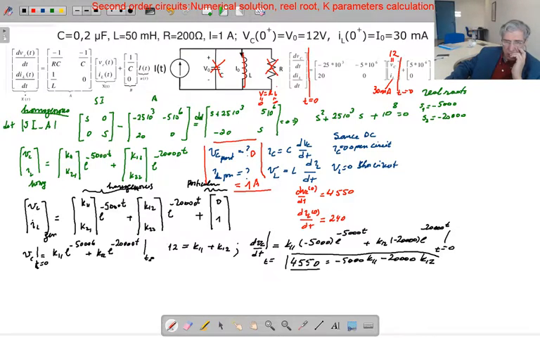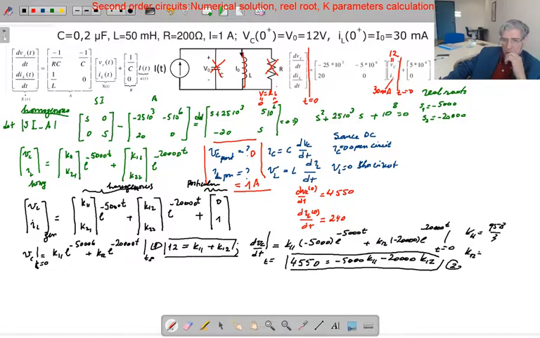That is the first one, and that's the second one. Two equations, two unknowns. You can calculate k11 and k12 here. I remember that k11 is 958 over 3, and k12 is minus 922 over 3.